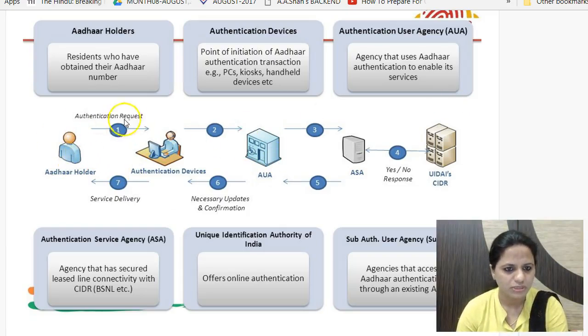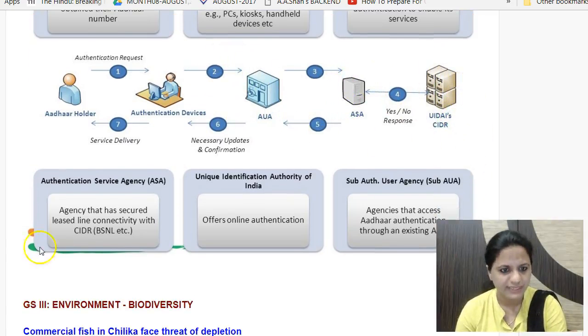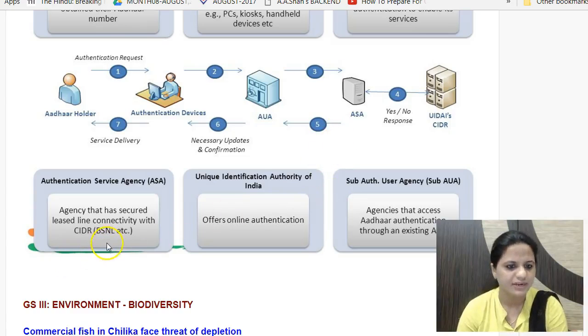So you can see here the entire process is shown. So this authentication request goes through this authentication device, through this authentication user agency, which will go and access the authentication service agency. So this service agency has access to UIDAI, CIDR. Of course, this directly does not have access to the entire repository, but yes, it can get details. So these authentication service agencies are there, like BSNL, etc. So these agencies will get the response from UIDAI, the entire central repository as such, and then based on this yes and no response, the data is then further transmitted till this final stage. So this is the whole process of authentication of Aadhaar information. And here it is seen that illegal access was made possible.